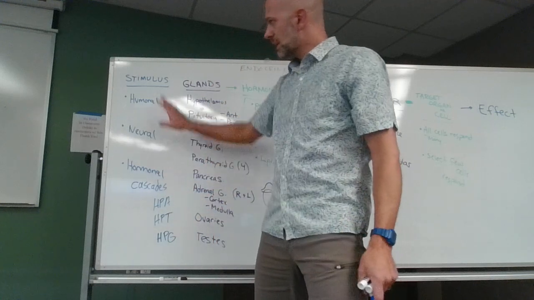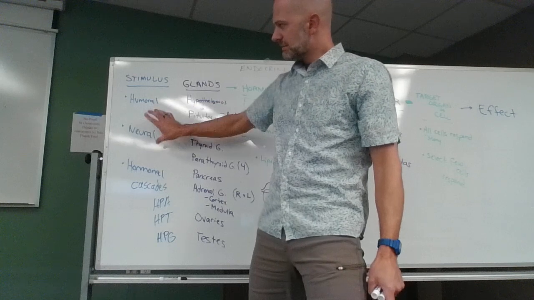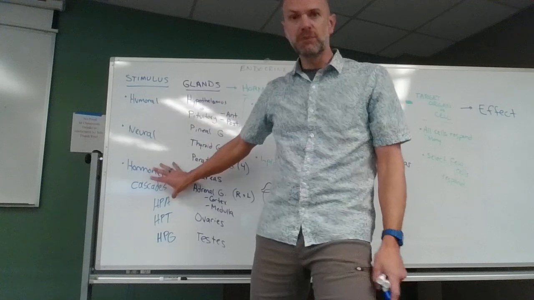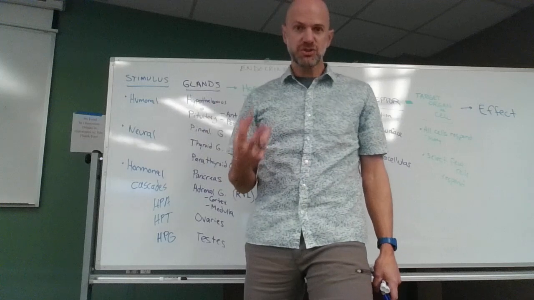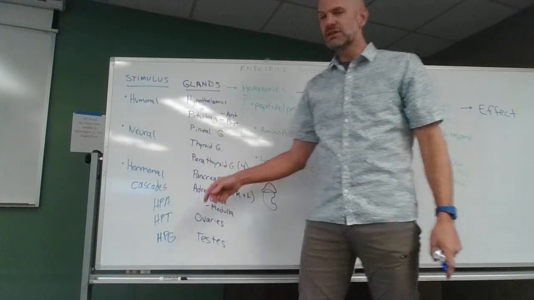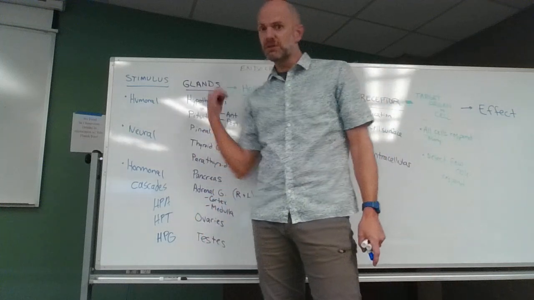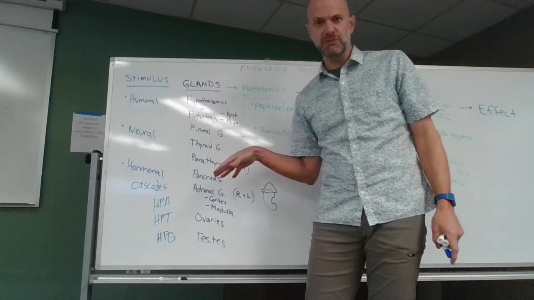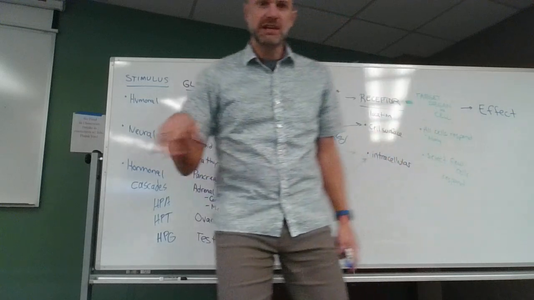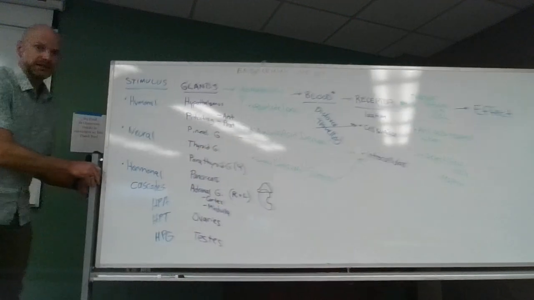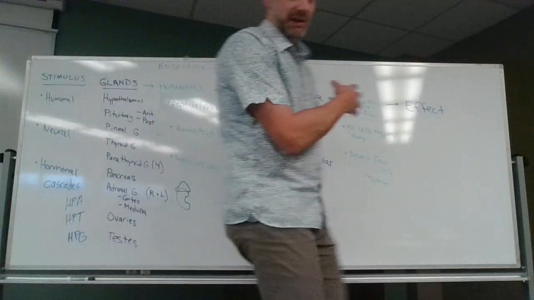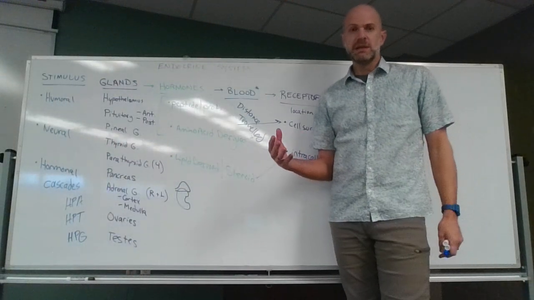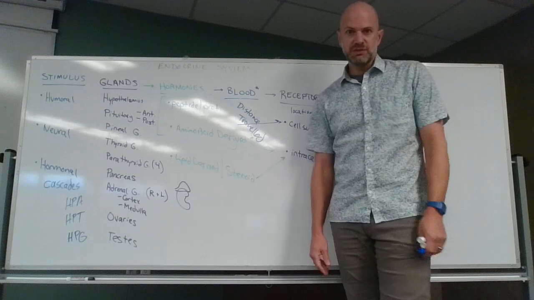And so humoral mechanism, neural mechanism, or hormonal mechanism. These are the three major classes of triggers that will tell these glands to respond. Not all of them respond to the same thing, but I will tell you some more of the details. If you understand this paradigm about how the endocrine system works, you will understand hormones and glands.